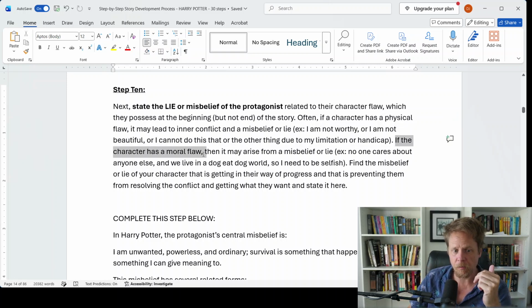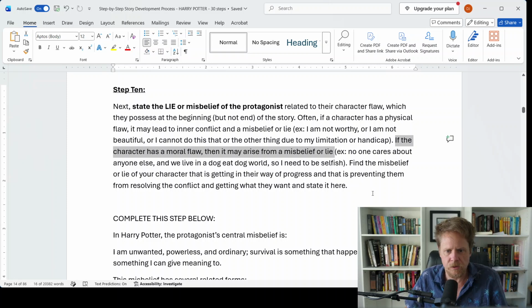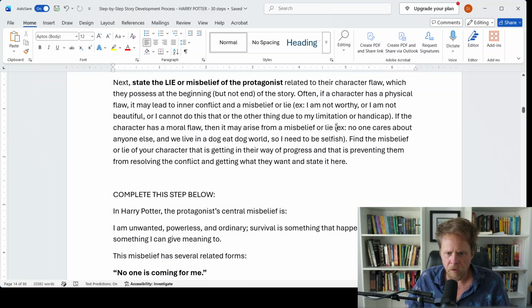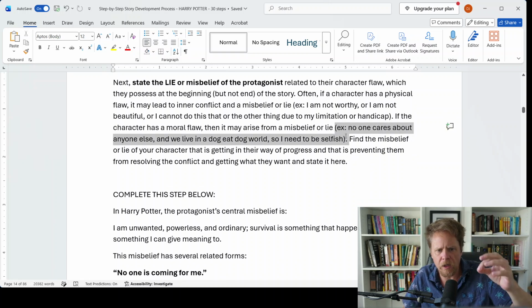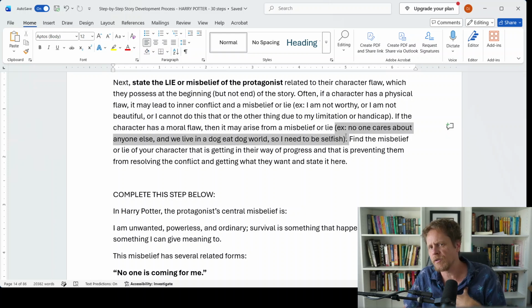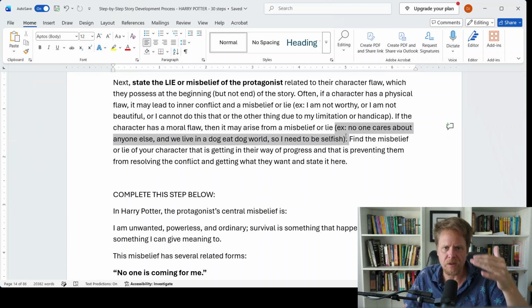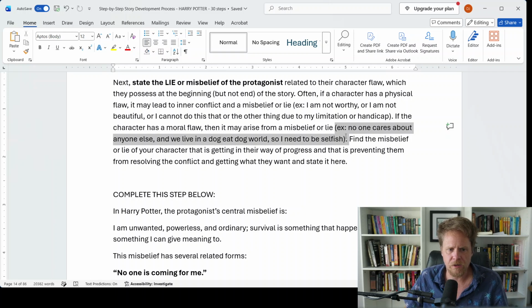Now, if the character has a moral flaw, let's say they gamble or what have you, then their flaw may arise from a misbelief. They may gamble because they think that they have to be rich in order to succeed, right? Let's give another example. No one cares about anyone else, and we live in a dog-eat-dog world, so I need to be selfish, right? So that could be the misbelief. I need to be selfish, and it could arise from some sort of moral flaw or character flaw.